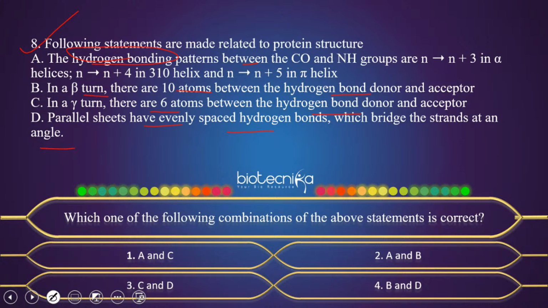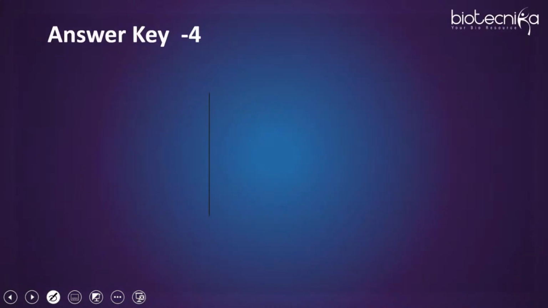So if you look very closely, this is actually supposed to be a very easy question. Because in alpha helix, you don't have n to n plus 3. No, you have n to n plus 4. Isn't it? CO of n to NH of n plus 4. That's right. So A cannot be right. If A cannot be right, none of this is the option. So you have to select from the 3rd and 4th, C and D and B and D. Definitely D is correct. Parallel sheets have evenly spaced hydrogen bonds which bridge the strands at an angle.